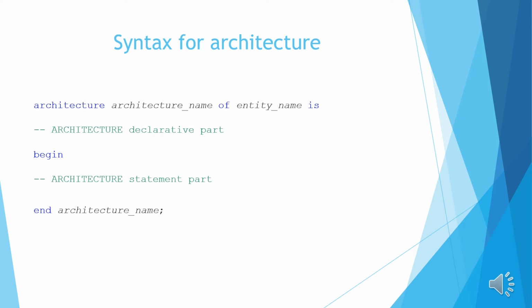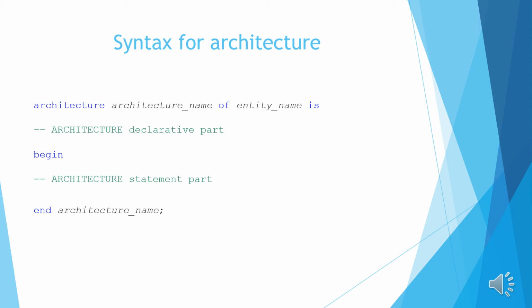Then comes the architecture declarative part. In the architecture declarative part, the things which are not declared in the entity, like intermediate inputs and outputs, and components used in the circuitry, can be declared. See, in the entity we have to consider our system as a black box, and we can declare only the external inputs and outputs of the system. We don't consider any intermediate inputs and outputs. So all these things are declared in the architecture declarative part.